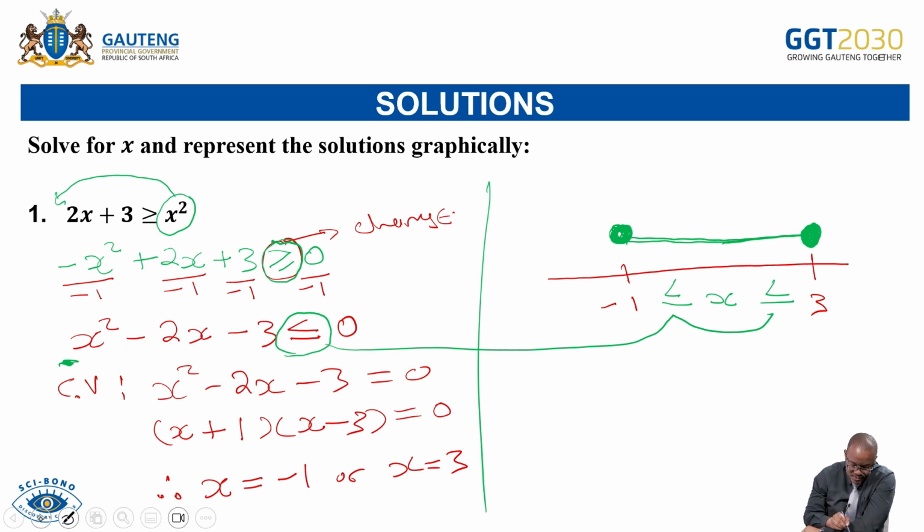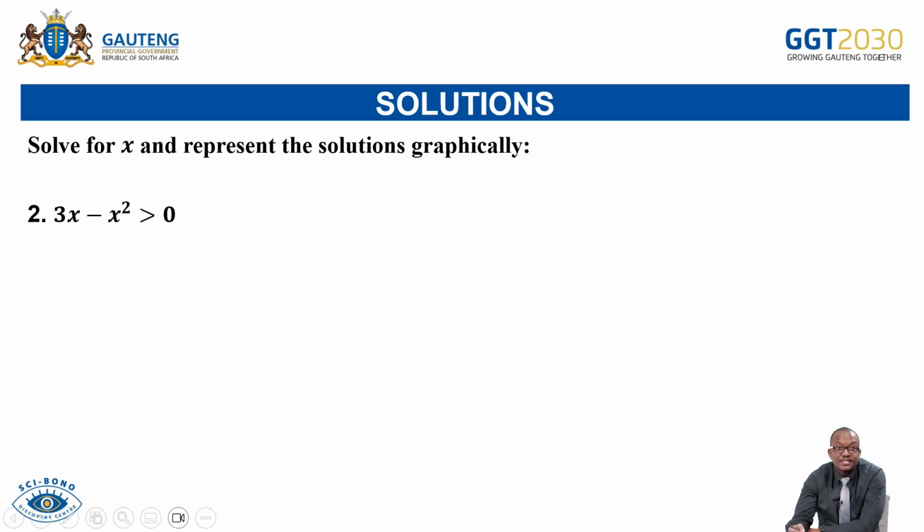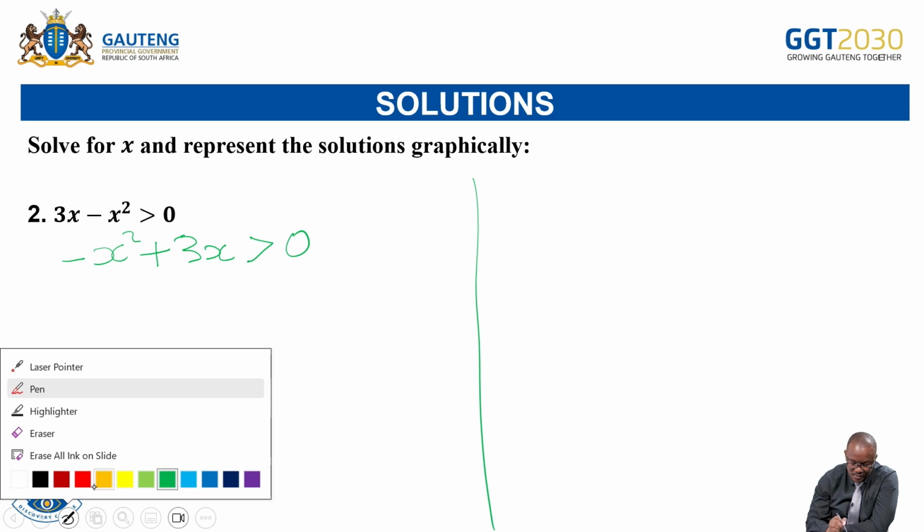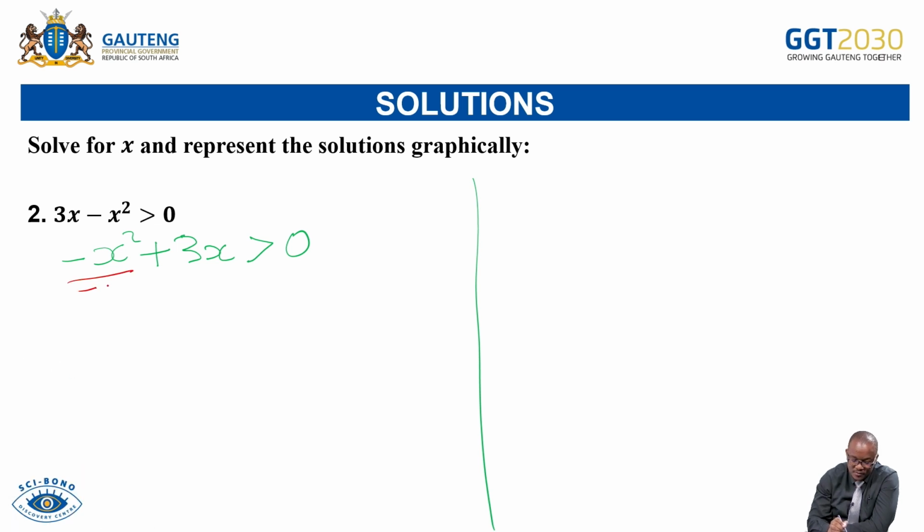So now let's look into the second one. In the second one, we can see that we have 3x minus x squared greater than 0. So we can put it like this: negative x squared plus 3x greater than 0. Remember, we're putting it in the descending order of x. Then we do the same method. We make sure that our leading coefficient is positive. Then we divide everything by negative 1.